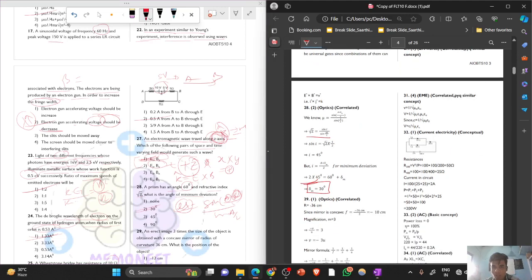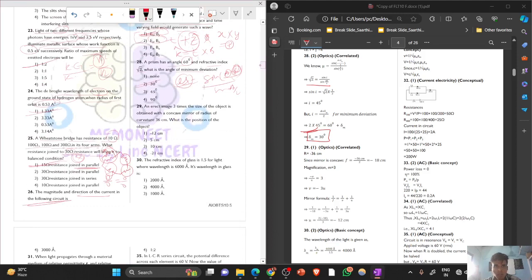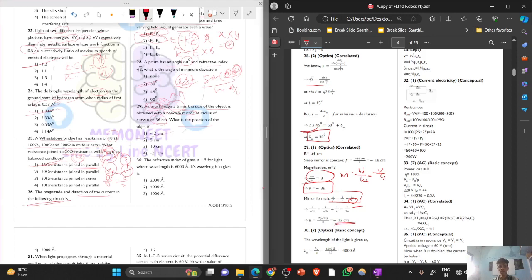Now moving ahead. It is telling erect, means positive. HI will be in the same direction as HO. Three times magnification is given. Concave mirror, focal length is negative. Radius of curvature is given. It's a simple formula based question. You just need to use the magnification. Magnification is equal to hi by ho is equal to minus v by u. From here you get the relation between v and u, and use the mirror formula 1 by f equals 1 by v plus 1 by u and solve for u. That will be your minus 12 centimeters. So option first will be the correct answer.